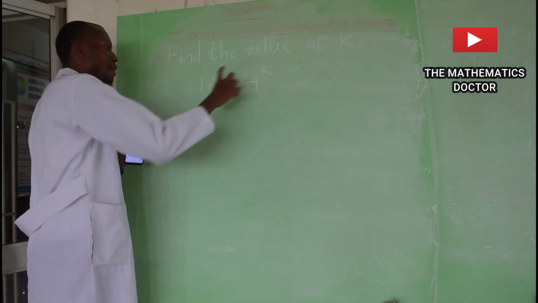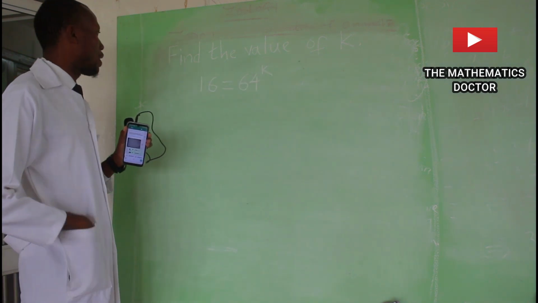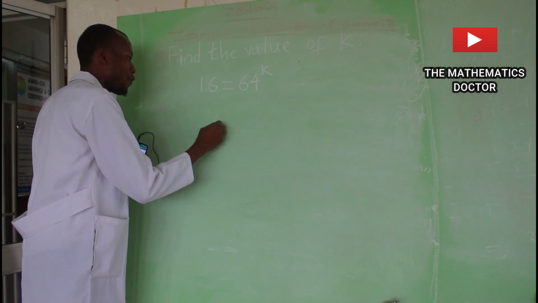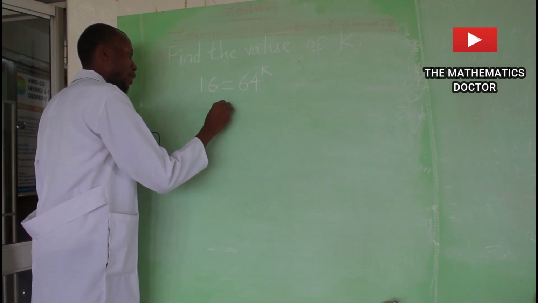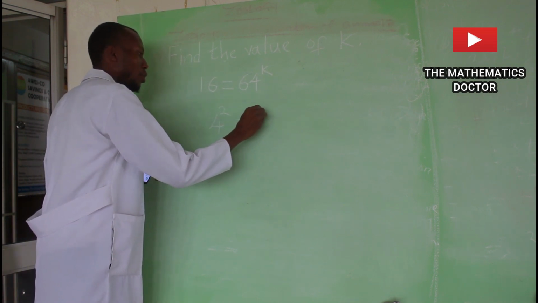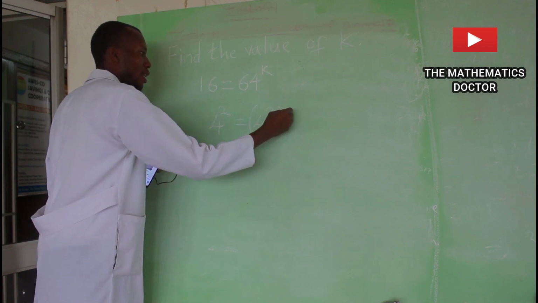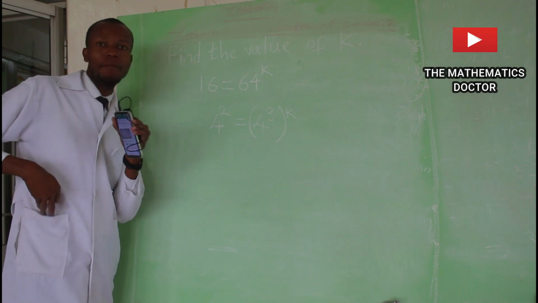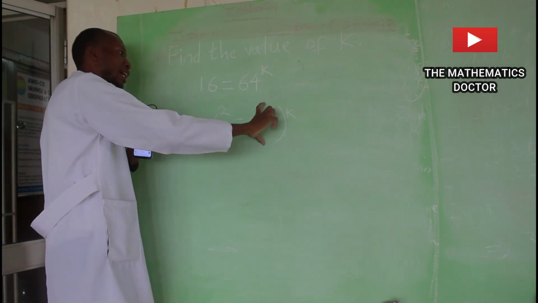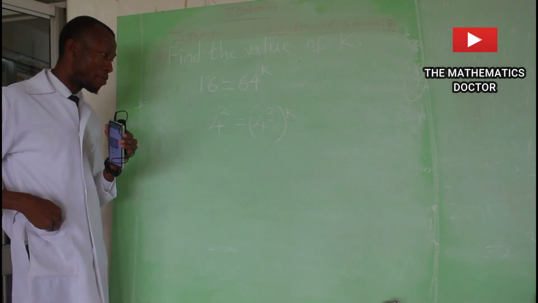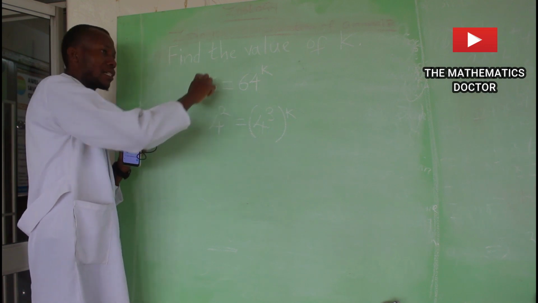We don't change the meaning of what we have. So we are going to say 4 power 2 is equal to 4 power 3 in brackets. Then this is raised to the power k. Alright, so what we have in brackets there is just 64. And what we have on the left is just 16.